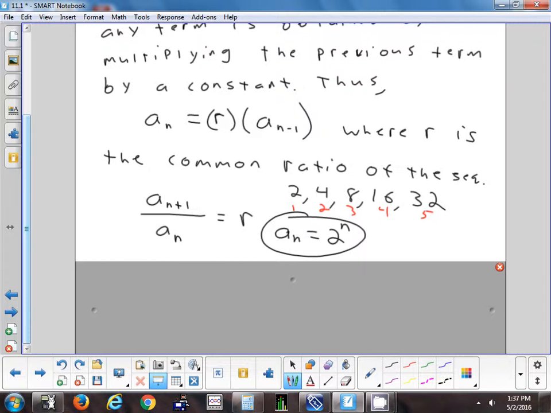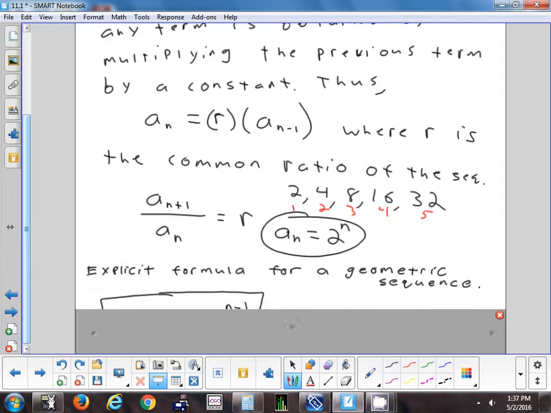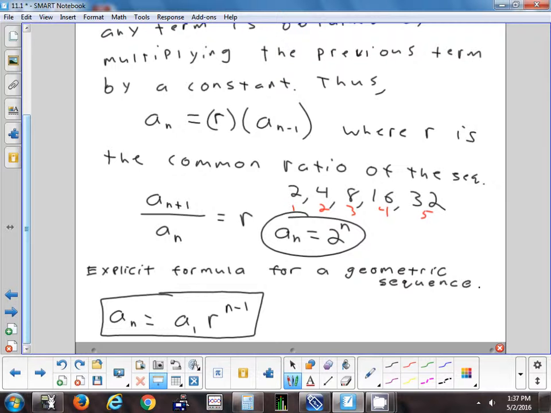There's your formula. But we're going to come up with a better way to get the formula, so we don't really have to guess or try to do too much reasoning with it. We just have to use this: a sub n equals a sub 1 times r to the n minus 1. So this is the explicit formula for a geometric sequence. Let's try it on the one I just wrote and see if we get 2 to the n.